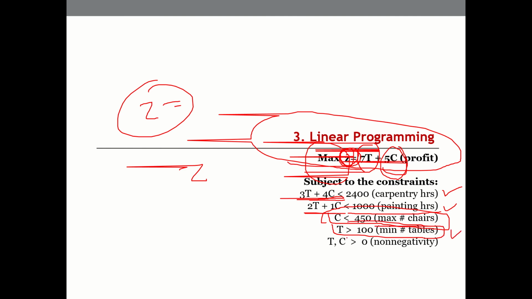And we also said all the values should be at least 1. These are non-negative numbers. So at least one table should be made, and one chair should be made. It is not a negative number.